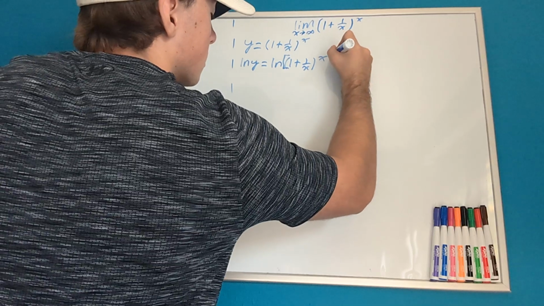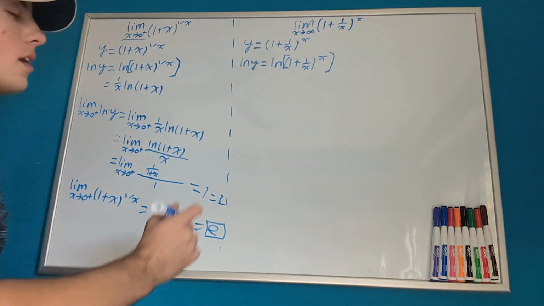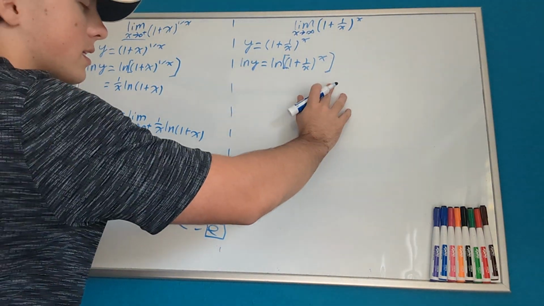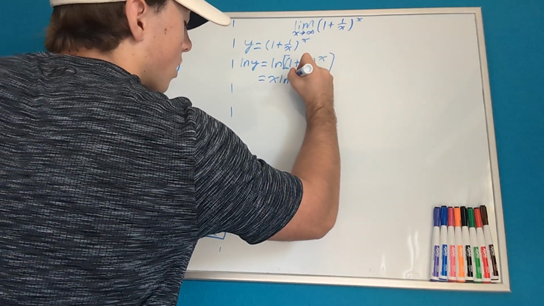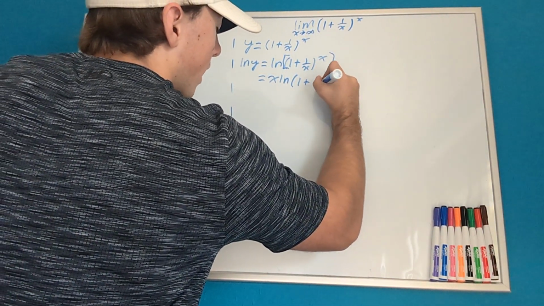To the power x. So then from here, we're going to say, what can we do inside this natural log? Well, we can take out the x. So this equals x times the natural log of 1 plus 1 over x.